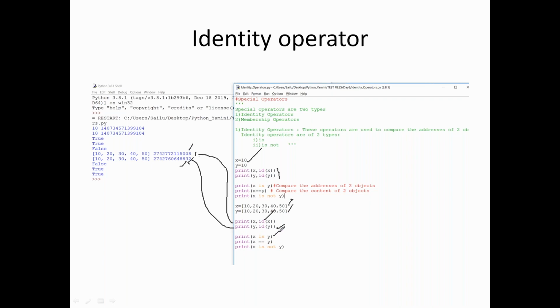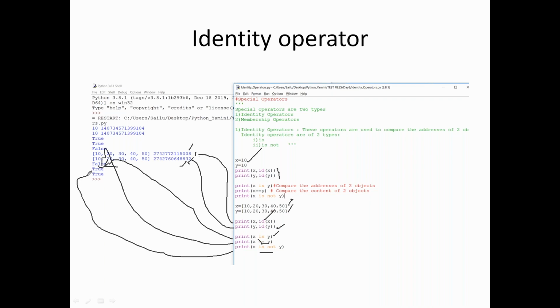So when you say X is Y, the is operator is always giving the comparison between address to address. So X address to Y address. Both are different, so the system returns false. And X double equal to Y is trying to compare the values or the content between X and Y. Both are the same, so the system returns true. And X is not Y means the address of X is not equal to the address of Y. So is not is nothing but the opposite, so the system returns true.